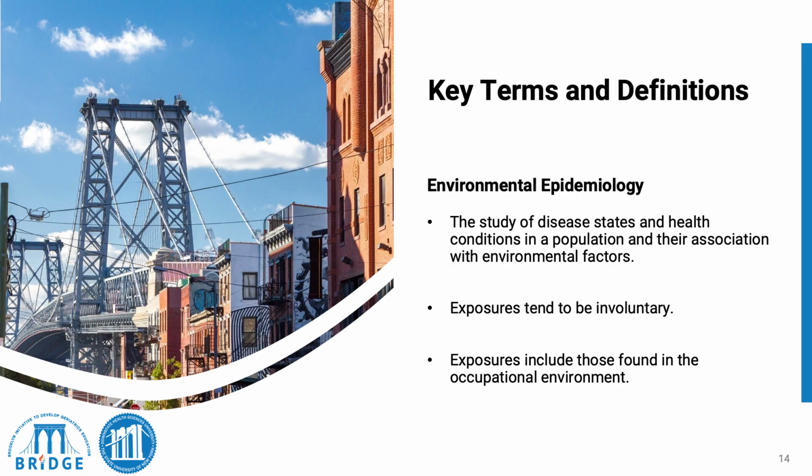When we combine epi with environment, so environmental epi, we're definitely thinking about disease states and how they relate to exposures. So disease states and health conditions in population and their association with environmental factors. A lot of the time what you'll see in studies is that we're thinking one-to-one. One exposure, one outcome. But the field of environmental health has started to very much branch out in terms of thinking about multiple exposures, how exposures interact, and then multiple outcomes.